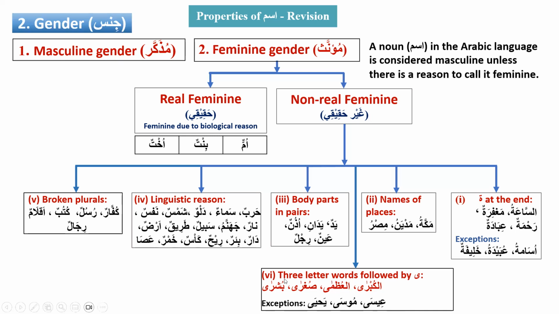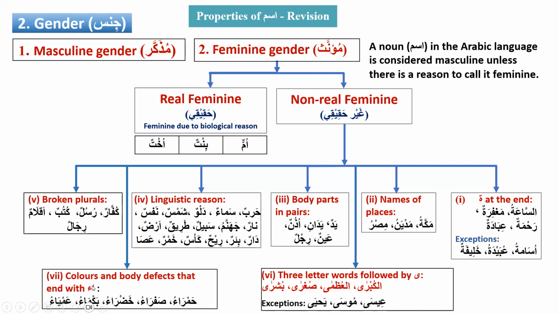And the last one I'm going to show you is called an alif and a hamza at the end. It is called alif mamduda. When you see an alif mamduda at the end of a word, most likely it is a feminine word. Like colors and body defects. Hamra means red. Safra means yellow. Adra means green. Bakma means a lady who is mute, who cannot speak. It is a body defect. And Amya is a lady who cannot see. So this is also a body defect. So colors and body defects end with alif mamduda, like an alif and then a hamza at the end. So when you see this, this is another indication for identifying a feminine gender word.